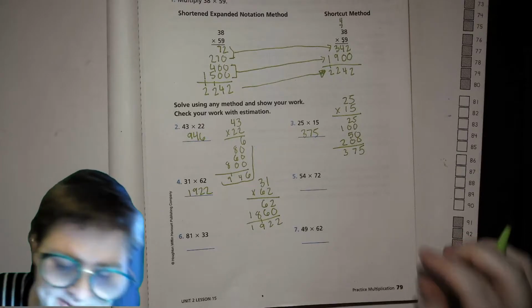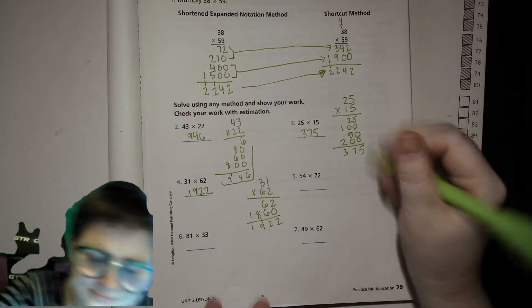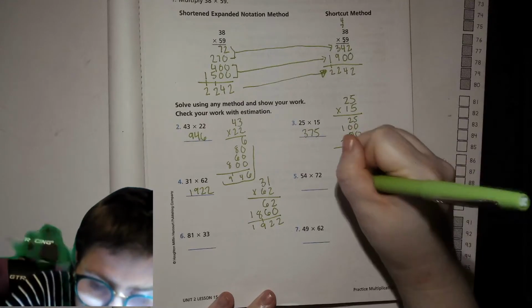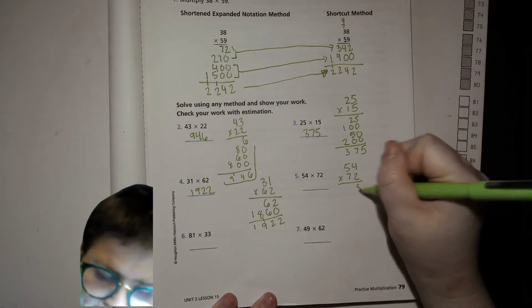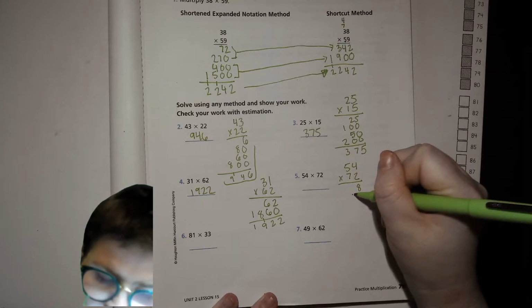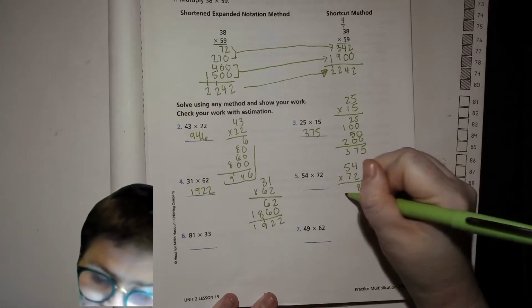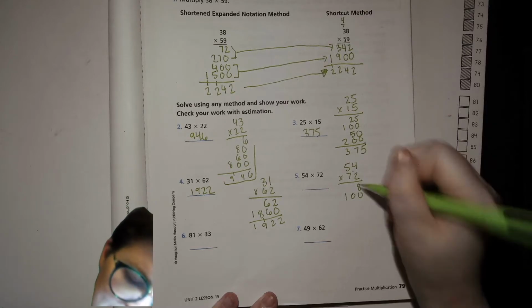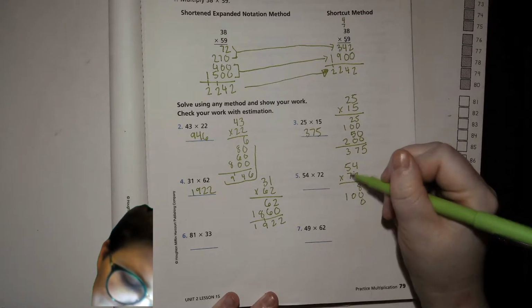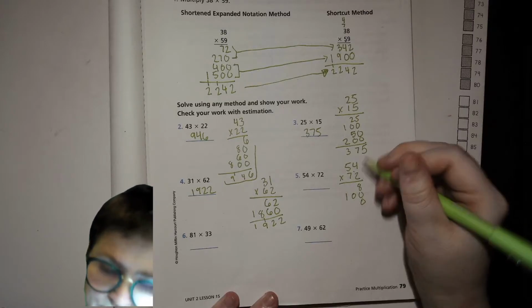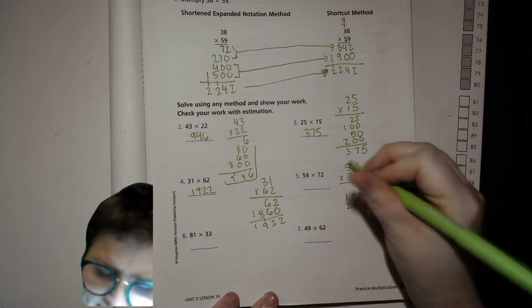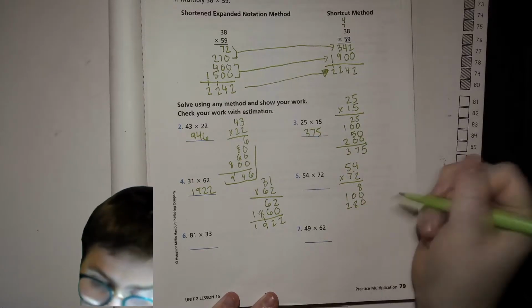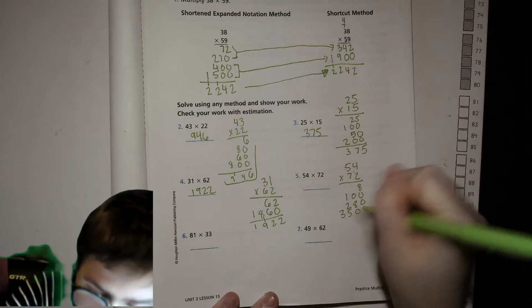See what you get. So we have here 54 times 72. Let's do this method. I think it's nice. 8. 2 times 50 is 100. Now 70 times 4, 280, right? And then 70 times 50, 3,500.